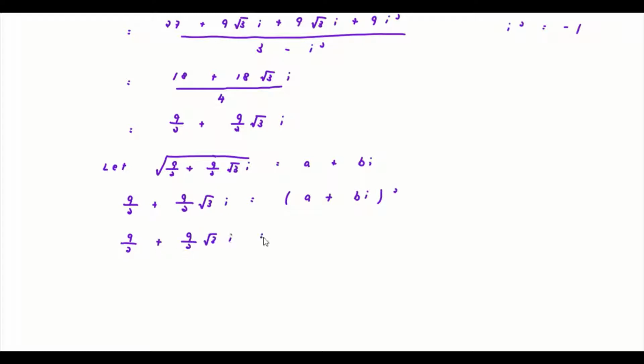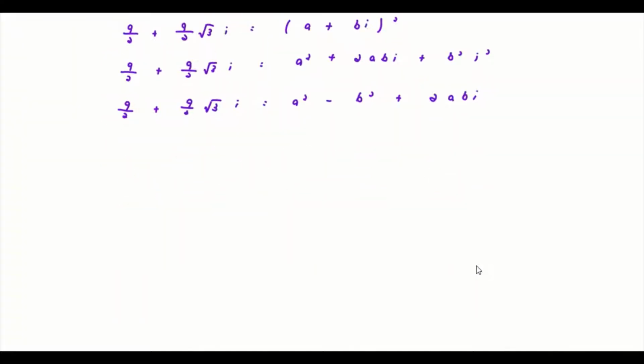Alright, so what do we have here? So a square, and then we know that later we have plus 2abi, right? So plus 2abi and then plus b square i square. Okay, so remember again, i square is negative 1. So that's why when we simplify it, what we get here is a square minus b square plus 2abi. Okay, so now we can split it in the form of the real part and the imaginary part. Then we do comparison and we solve simultaneous equations later.